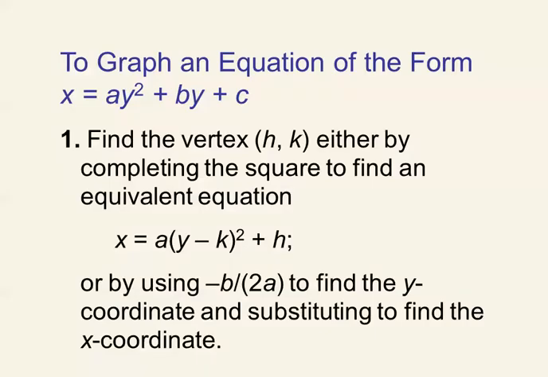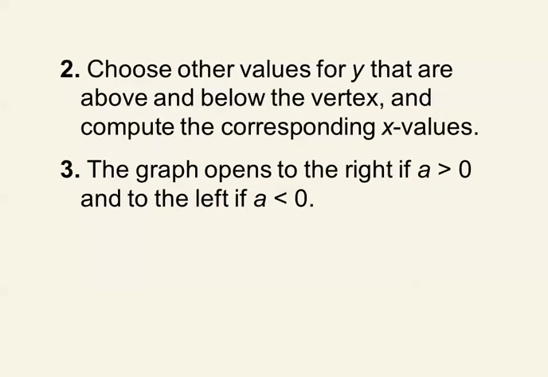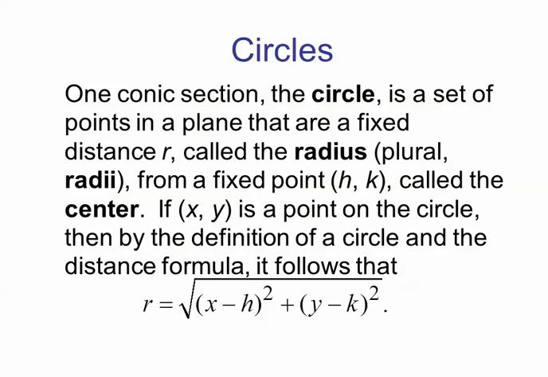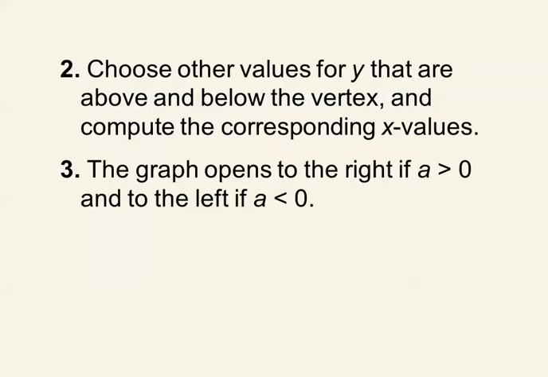So again, either complete the square to find this equivalent equation, or use minus b over 2a to find the y coordinate and substitute to find the x coordinate. Find values that are above and below the vertex, compute the corresponding x values. You know which way it opens based on the coefficient of the squared term, and you put it in there like that. That is how you do it. Now, after you do a couple of these, feel free to do it in your calculator. Okay?